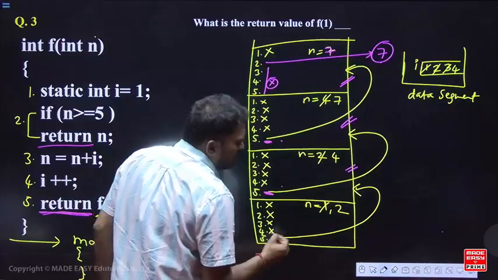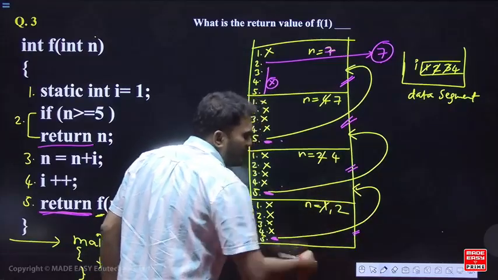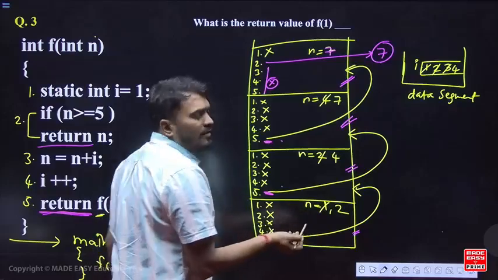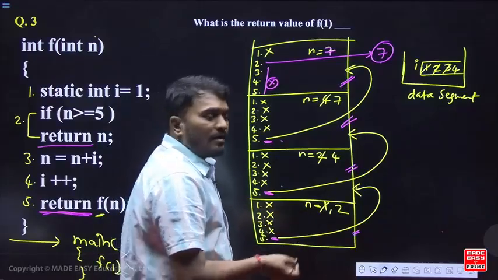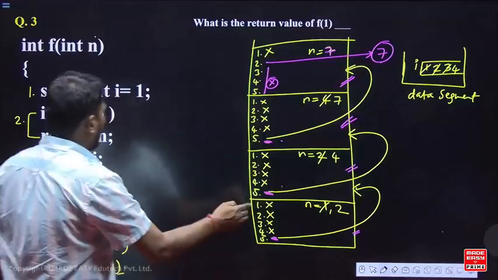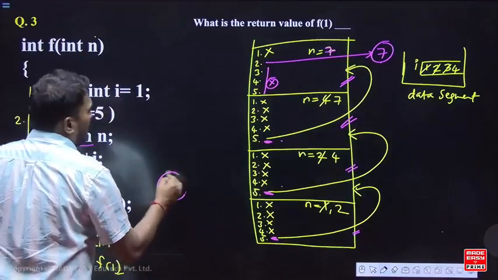Here also you are having return. That will return to what? Previous activation record. What is your previous activation record? Main, because first main will be pushed into stack. And finally what is returned to main function? 7. So 7 is the output.